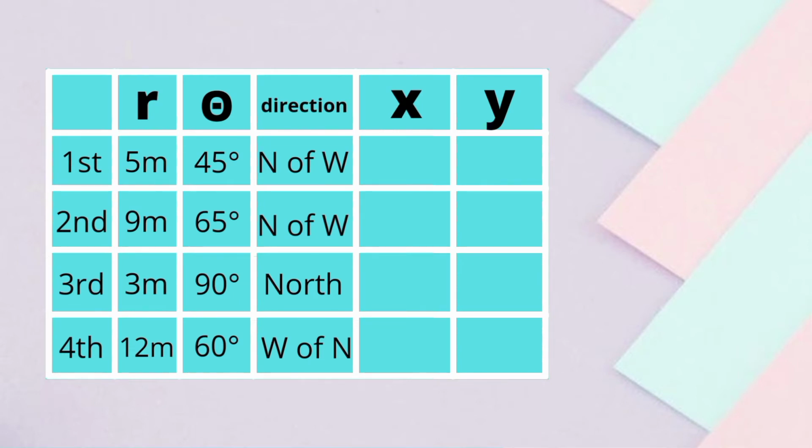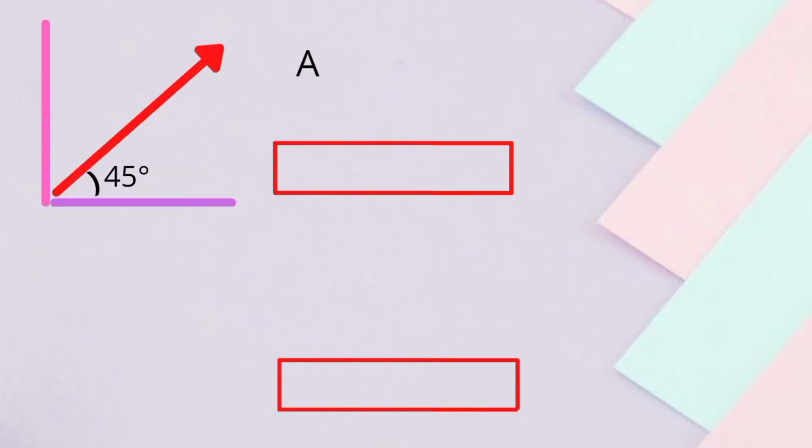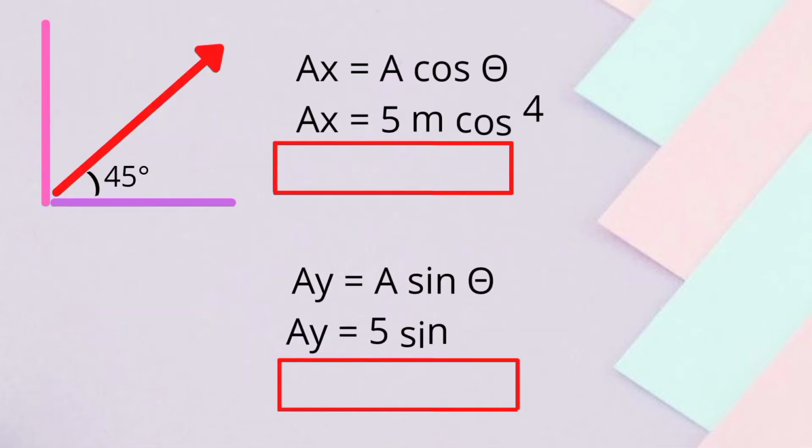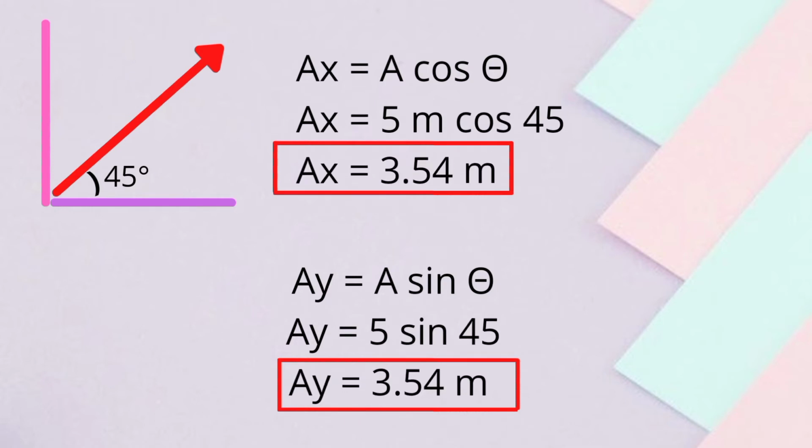Our first vector is 5 meters, 45 degrees north of east. And for our second vector, 9 meters, 65 degrees north of east. Third, 3 meters, 90 degrees north. And for our last vector, 12 meters, 60 degrees west of north. We can now start finding the x and y component of each vector. We will use the formula Ax is equal to A cosine theta and Ay is equal to A sine theta.